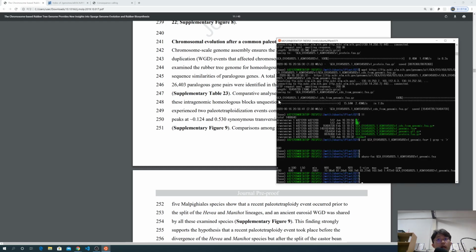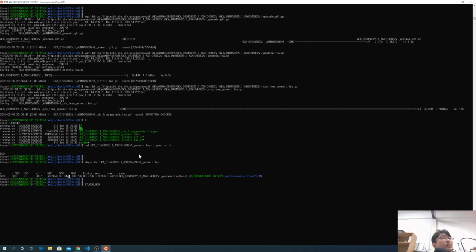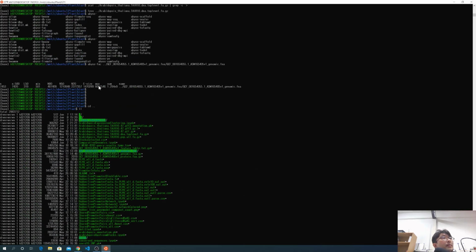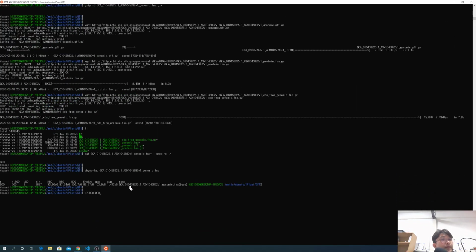Anyway, so this is the result. So N50 is 87 megabase. But what we had before is N50 of just 1.2 megabase. So it is a great improvement compared to before.